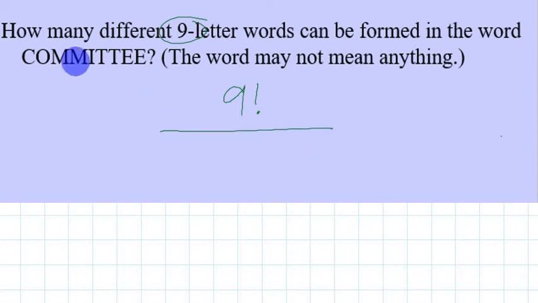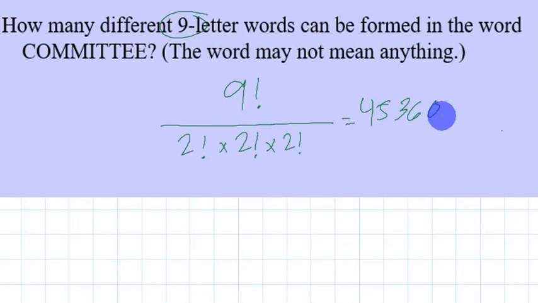All over, let's remove the repeatings. Repeating M, that's 2 factorial. Repeating T, another 2 factorial. And repeating E, another 2 factorial. Which would give us 45,360 letter words that can be formed in the word committee, excluding the fact that we rearrange the repeating M's, repeating T's, and repeating E's. And these are examples of permutations of repeating objects.